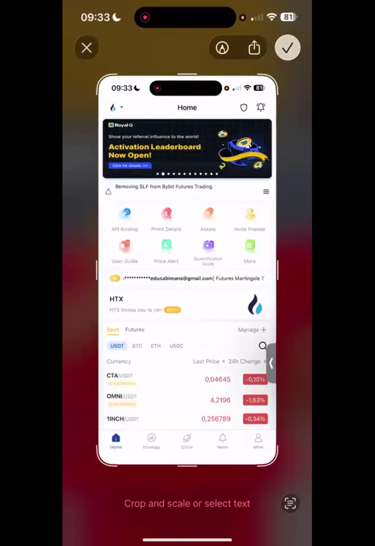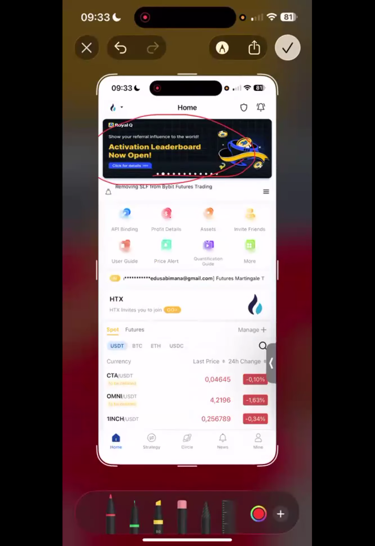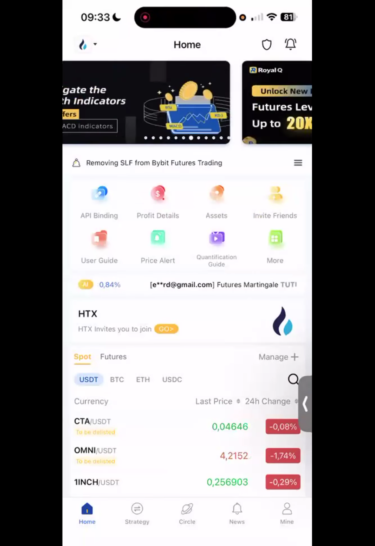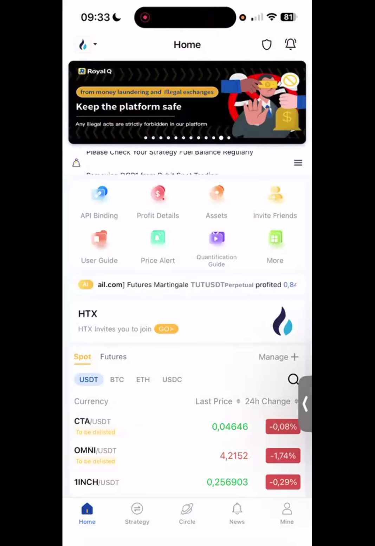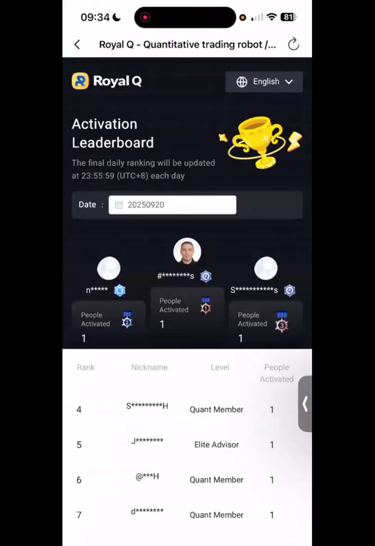This activation leaderboard is new here, and a lot of people, when they see a screenshot of the leaderboard, ask, are you using a different app? Where can I get this? Why am I not seeing it on my RoyalQ? I think today someone asked on one of the groups where you get this from. So let's tap on the leaderboard. When you tap on it, it gives you this page where you'll be able to see the top 10 that have activated. So this is the activation leaderboard.